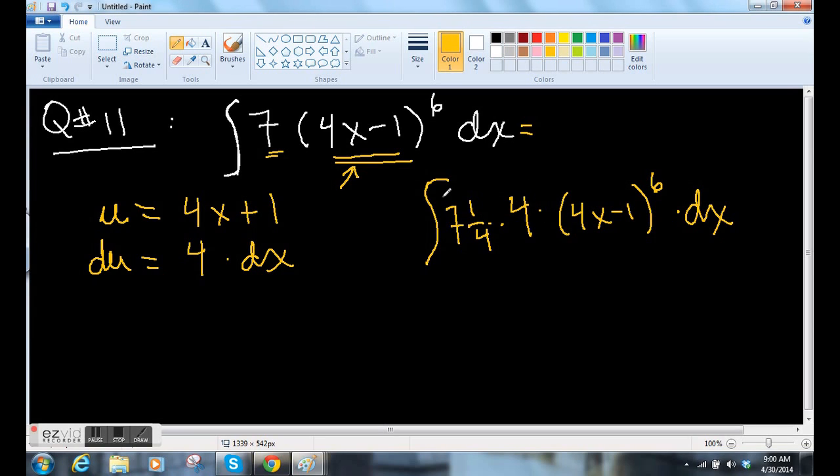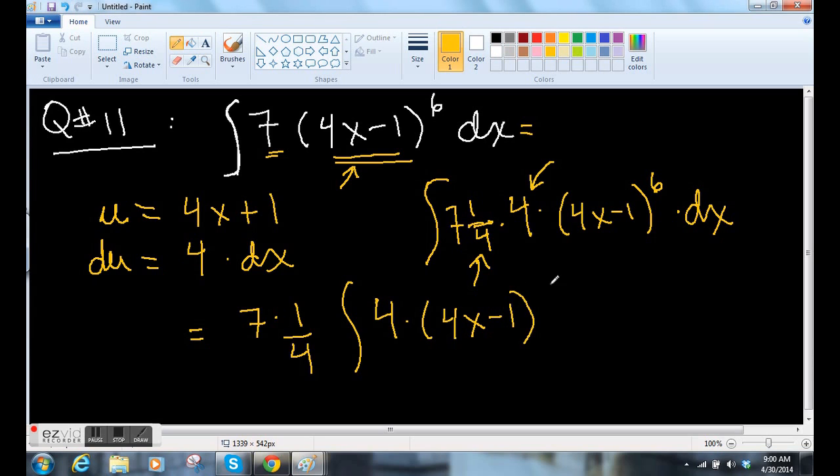So do you see? I wanted a 4, so I put a 4 in there. I multiply by 4, but because I multiplied, I also have to divide by 4. But I can pull this out into the front. So this equals 7 times 1 over 4. I'm just rewriting the actual equation. I haven't changed anything yet. Just continuing to rewrite it till I get the form that I like. Ah, I like this form. Do you like it? Do you see why?